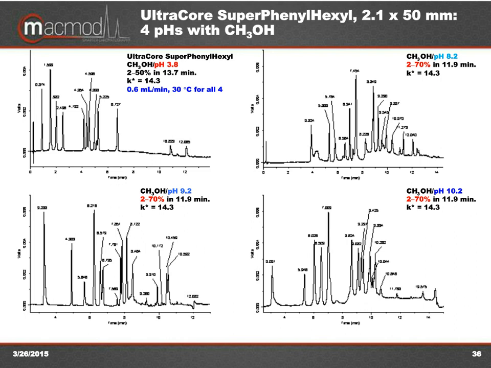In this case, I compared the superphenylhexyl phase in the same size at 4 different pHs. They're the same ones as I described in the previous slide, 3.8 top left, so on, 8.2 in top right. Here you can see that the 8.2 and 9.2 give some misshapen peaks, and you're going to see some strange behavior sometimes for certain analytes, and it's very analyte dependent. So really the top left and the bottom right at the 2 pH extremes turned out to be the ones that have the most potential for additional optimization.